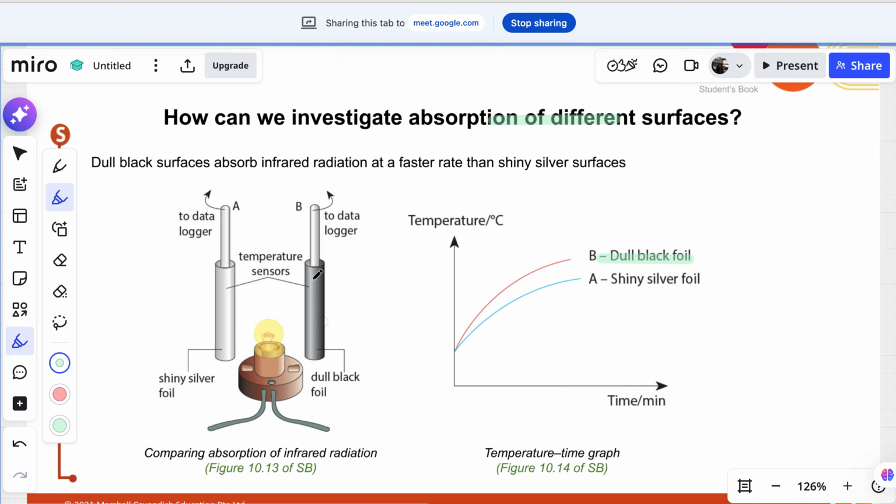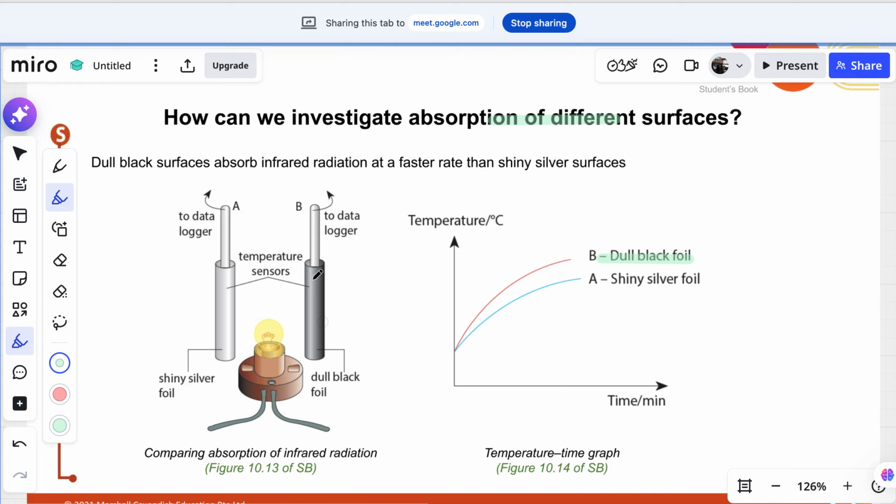We've explained this one, and let's move on to the next one. To investigate the absorption of infrared radiation through different surfaces, matte black, I think we've explained this already. Let's move on to the next one. Now, what are the factors that affect the emission and absorption of thermal energy? There are three factors, okay? There are specifically three factors.